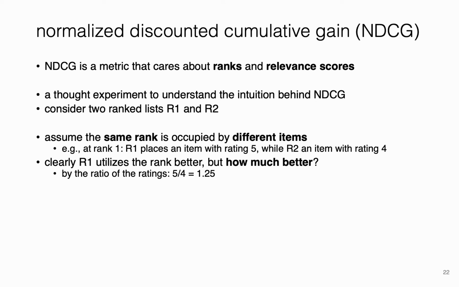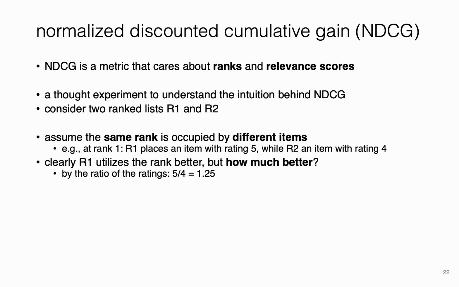First, assume that the same rank is occupied by different items. For example, at rank 1, R1 puts an item with actual rating or relevance score 5, while R2 puts an item with rating 4. So which one does a better job? Well, R1 utilizes this rank better, placing a more relevant item here. How much better? Well, this depends on the relative importance of the two items.